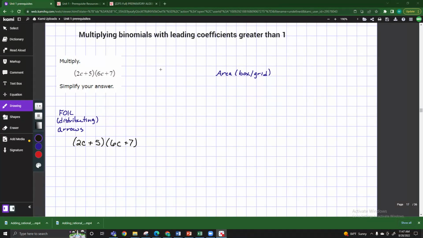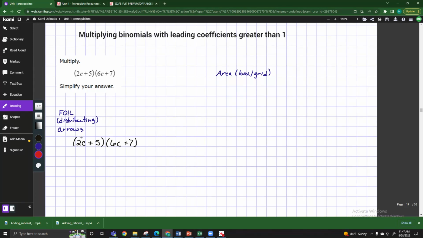Multiplying binomials, so two-term things, with leading coefficients greater than 1. So we have numbers other than just letters. We have two ways of doing this. There's probably other ways, but the easiest that I can think of are either foiling, which is distributing, which means those arrows, or the area, which means make a box. We're going to show both ways to do it in this video, and we're going to start with the arrows.